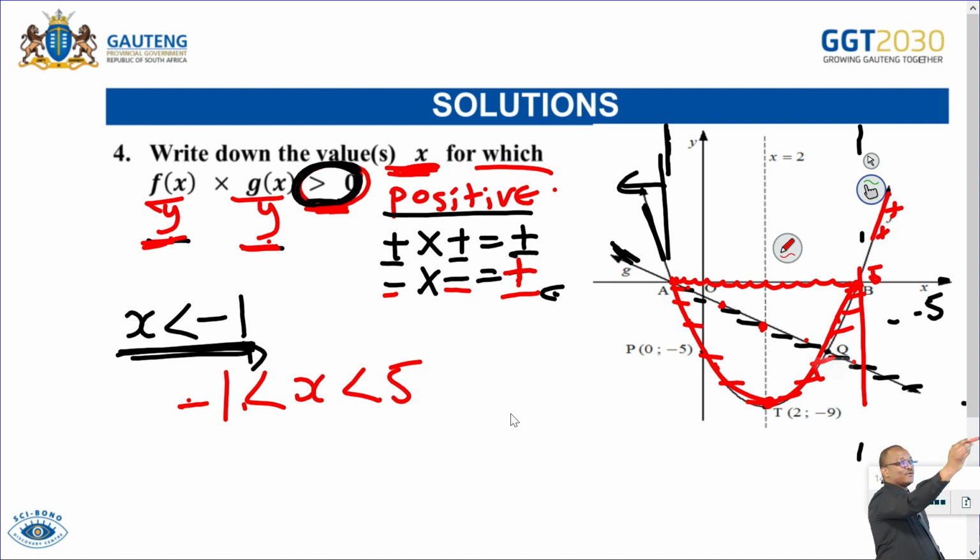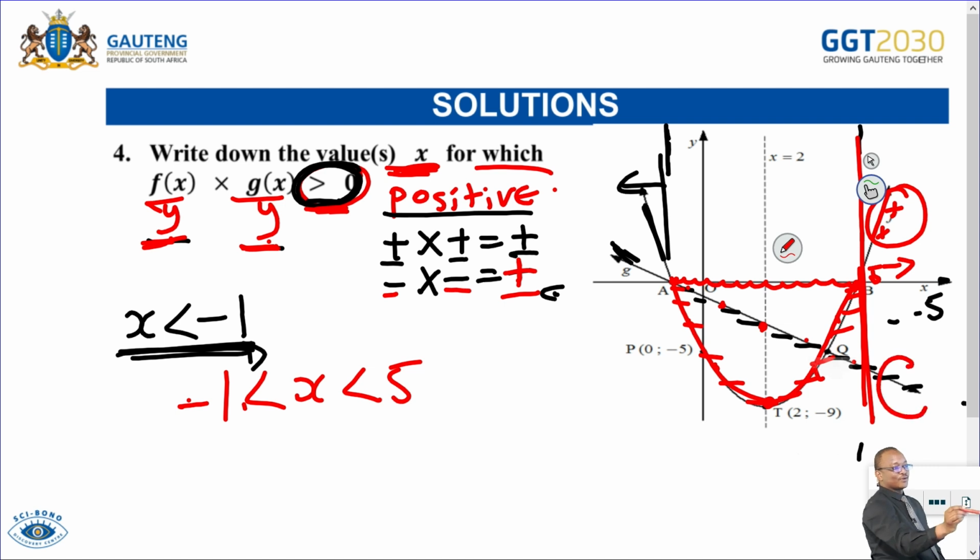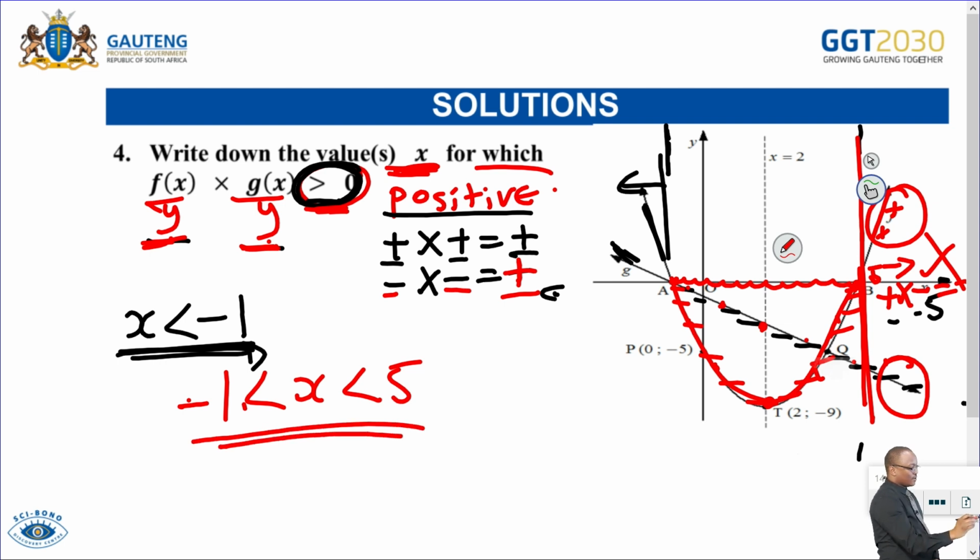But now, from B going that side, we can see that here is positive and that one is negative. If I say positive multiplied by negative, I will get negative. Hence, that interval from B greater than 5 is not defined. It's not applicable, actually. So that's how we answer this type of question.